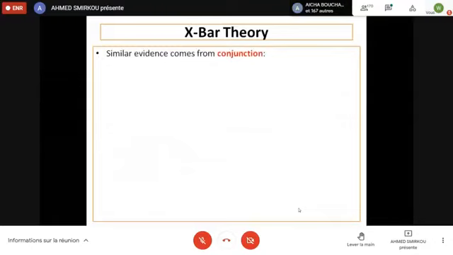Similar evidence comes from conjunction. So please remember the arguments of X-bar theory: the claim and the arguments. The claim is that there is an intermediate level, which is X-bar theory. The arguments, we talked about one: there exists an intermediate category. What is the evidence? The evidence is one replacement.